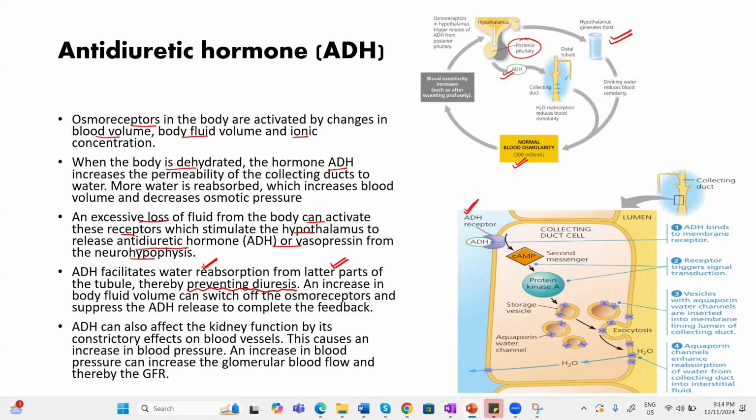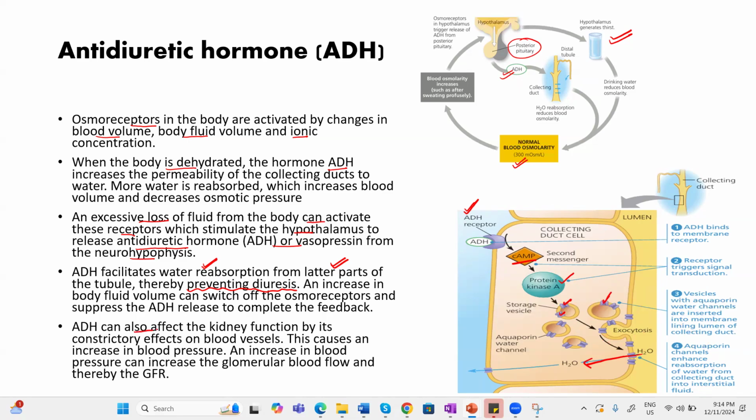ADH will bind to the receptor. Inside, a second messenger is generated, like cyclic AMP, which will activate protein kinase A, acting on the DNA to make RNA, and finally protein, to form vesicles which have too many aquaporins. See here, aquaporins. These vesicles are fused by exocytosis with the cell membrane to make aquaporin channels through which water will enter. Is it clear? Now water will enter and finally it is given into the blood.